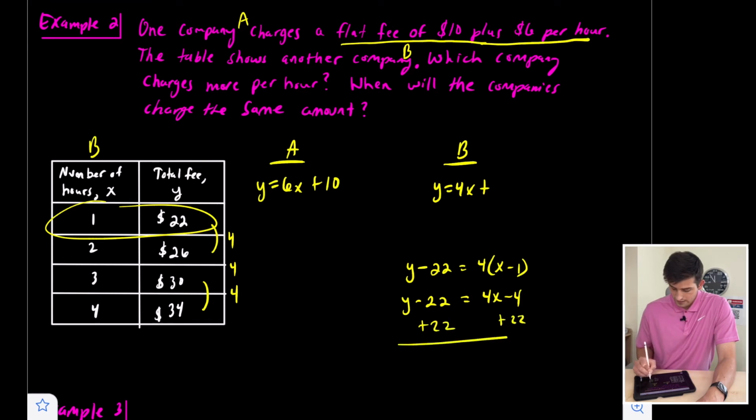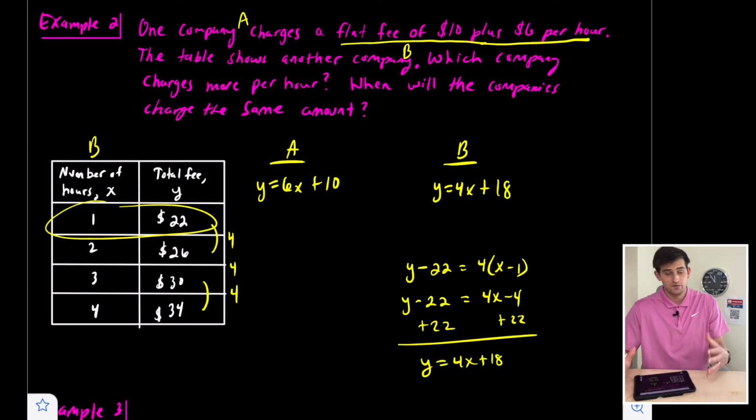And now we can add 22 to both sides. So we get y equals 4x plus 18. And now we have our two equations for each company.